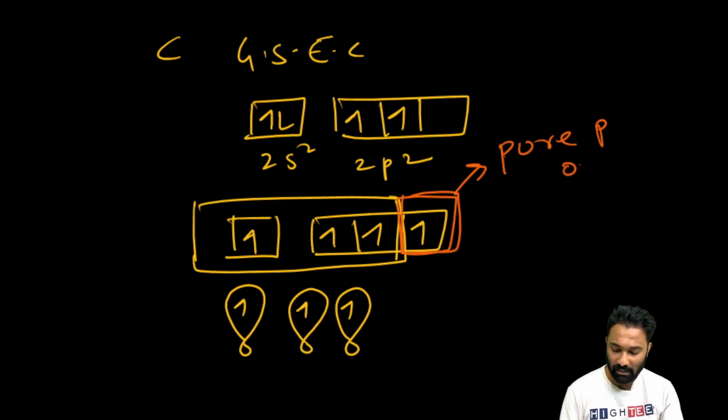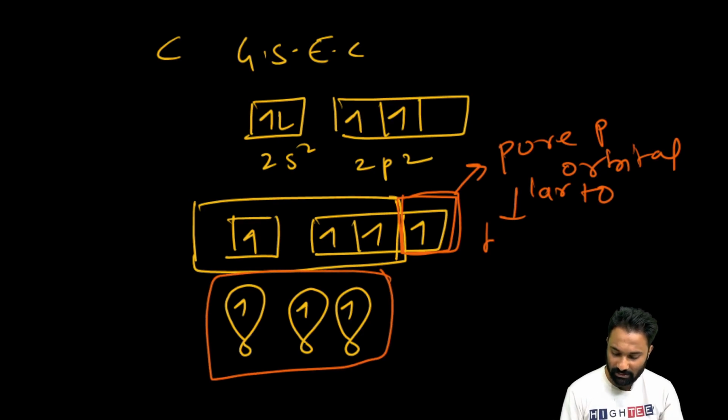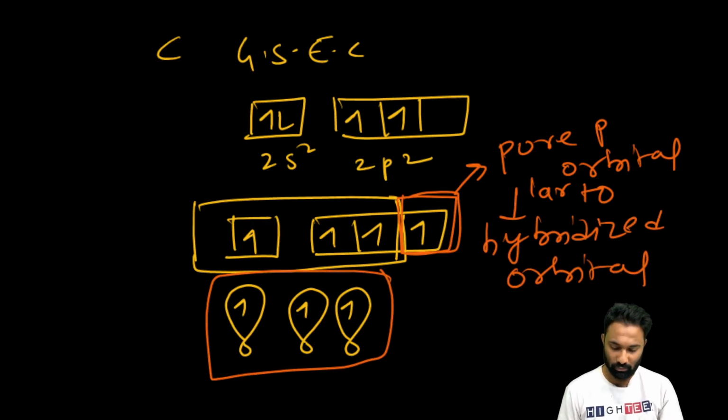Already in the hybridization lecture, on how the sigma bond and the pi bond are formed, I explained very clearly how this pure p orbital is perpendicular to the hybridized orbitals. This pure p orbital, which has not participated in the hybridization, is perpendicular to the hybridized orbitals. Okay? Done? Next, a very key point you have to remember.